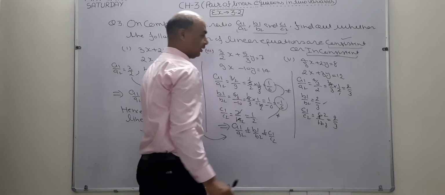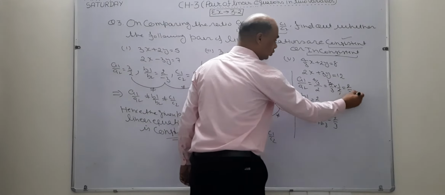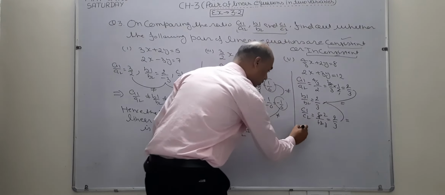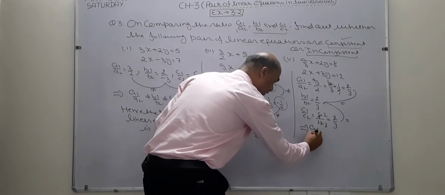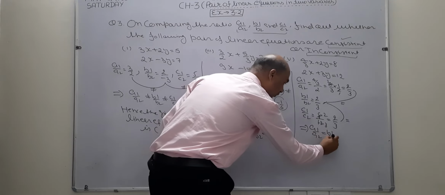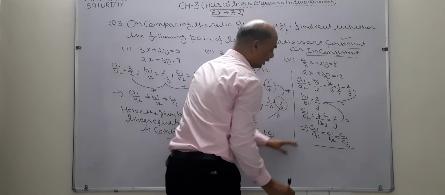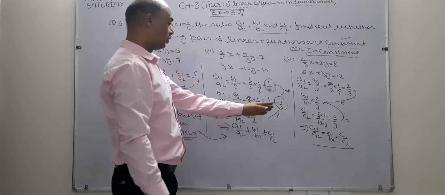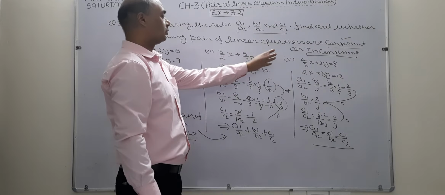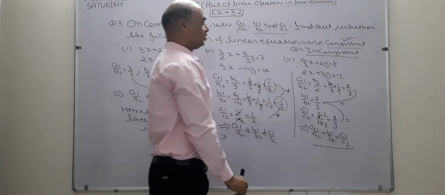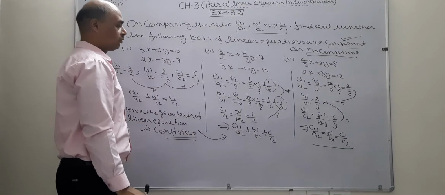Now, I want to compare. Now, see. Are these two terms equal? Yes, equal. Are these two equal? Yes, equal. So the ratio becomes A1 by A2 is equal to B1 by B2 is equal to C1 by C2. When all the ratios are equal to each other, then you know what type of system there is? The system becomes consistent. Okay, the system will become consistent.